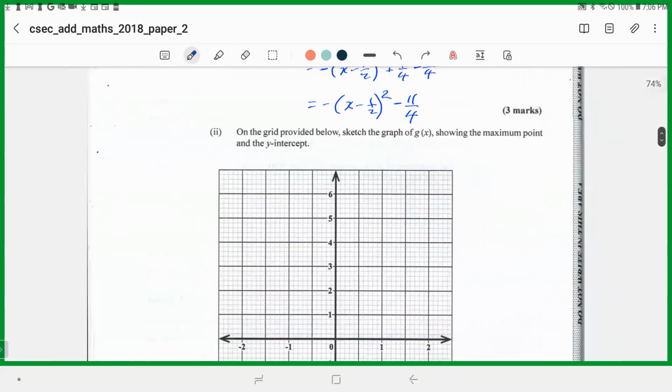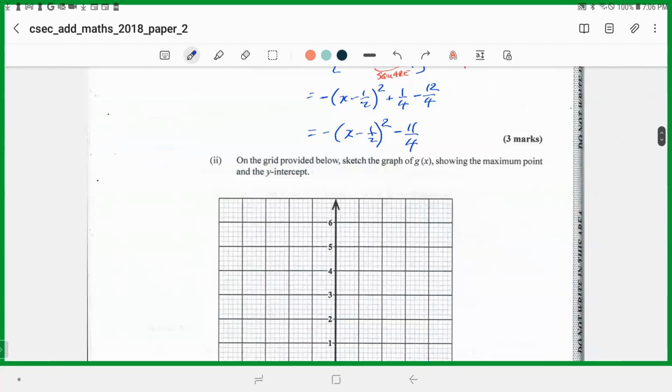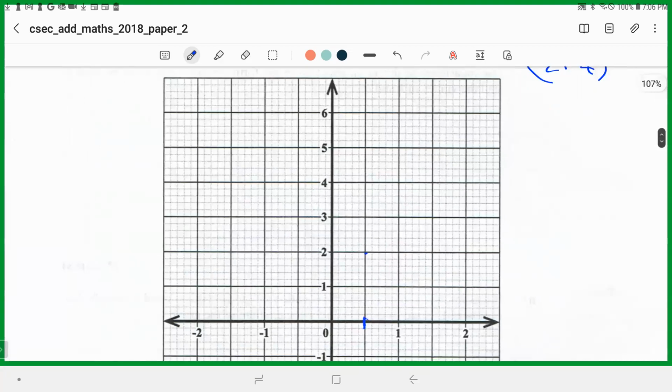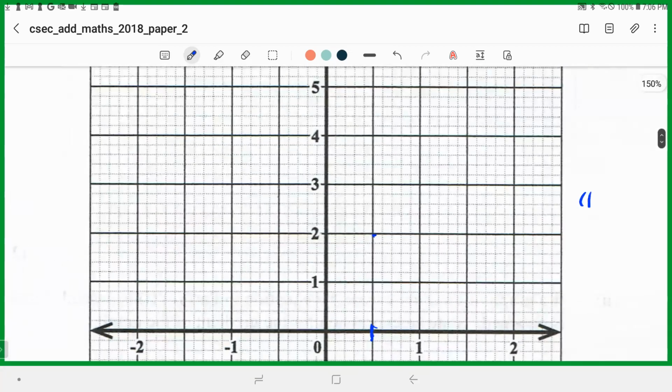Let me see if this makes sense. The maximum point is half, 11 over 4. 11 over 4 is how much? It's 2 and 3/4, isn't it? So it's half, 2 and 3/4. See half here, so 2 here, then 3/4. Let's zoom it up. 11 over 4 is the same as 2 and 3/4. All right, so let's mark out the 2 and 3/4.